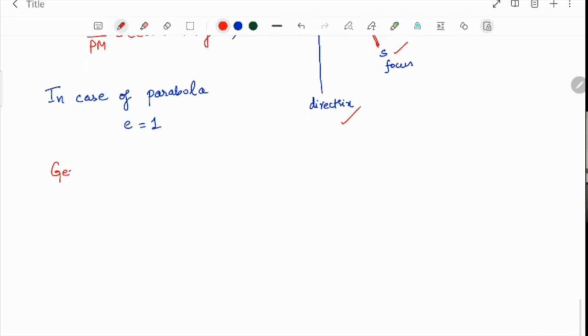Next, general equation of parabola. You remember we have studied the general equation of circle. Similarly, we are now studying the general equation of parabola.